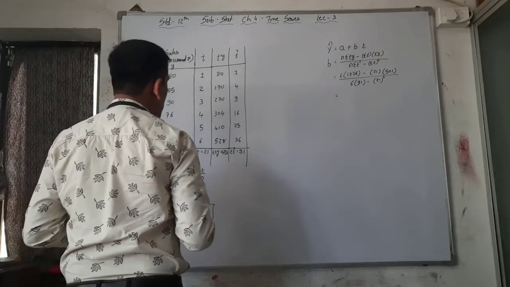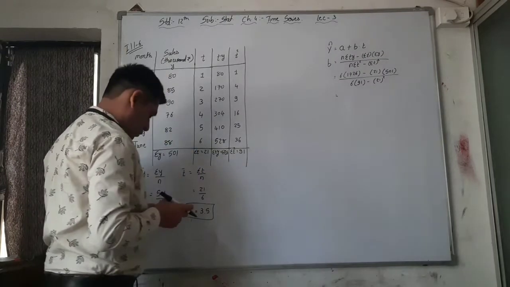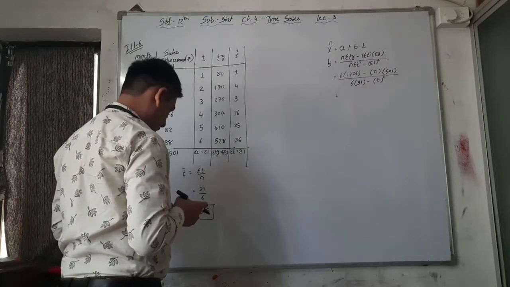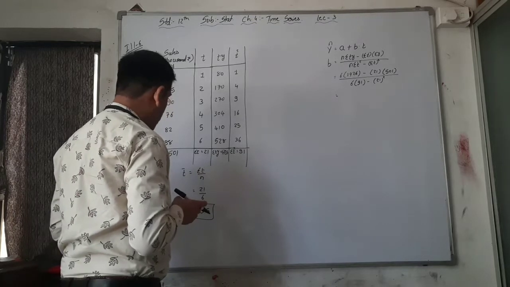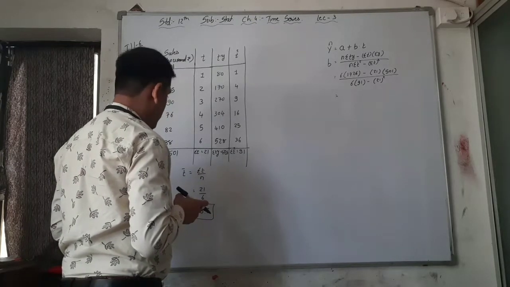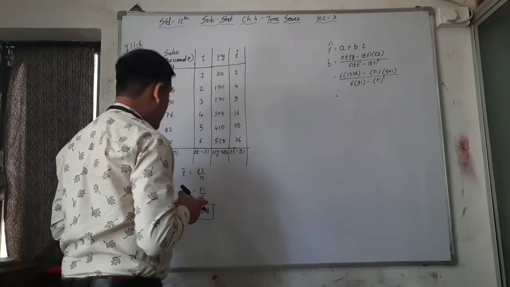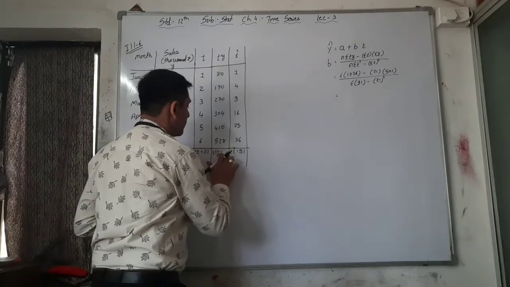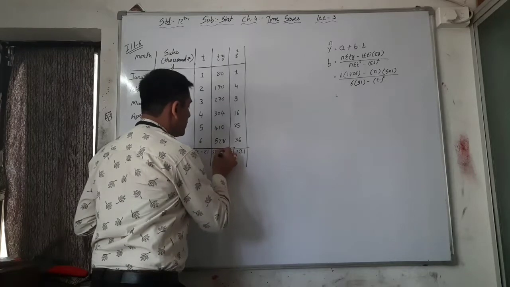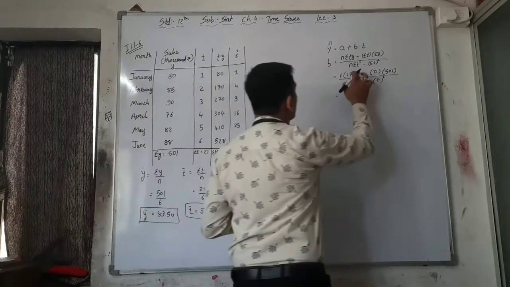It is not 1726. 80 plus 170 plus 270 plus 304 plus 410 plus 528. It is 1762. Sorry, 1762.